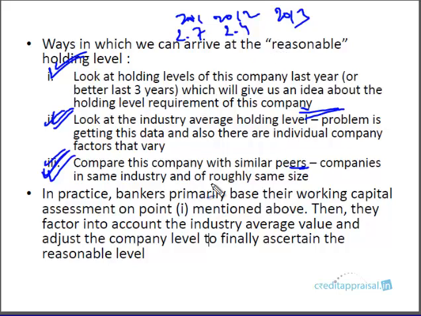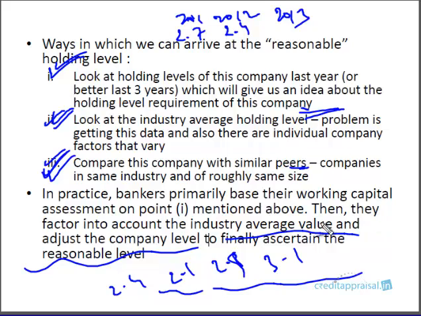Then they see whether there are any similar companies in their advanced portfolio. Maybe some are using 2.1, some 2.9, some 3.1, some 2.4. So they see this and say it's around 2 to 3 months. There are some extreme values. Okay, it looks like 2 to 3 is a fair raw material holding in this industry. This company is maintaining around 2.5.